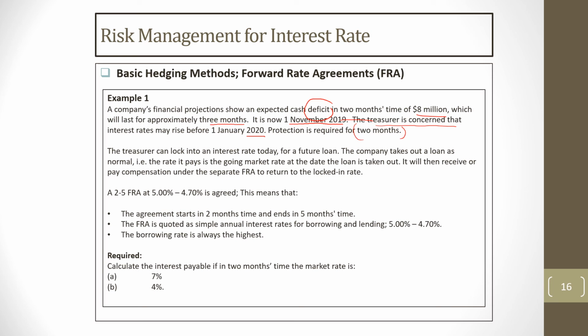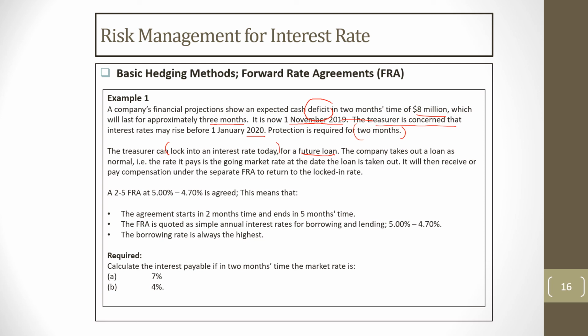And then the treasurer can lock into an interest rate today. Okay, so ini yang kita kata tadi, for the FRA, dia akan lock the interest rate for a future loan. The company takes out a loan as normal. The rate paid is the going market rate at the date the loan is taken out. It will receive or pay compensation under the separate FRA to return to the lock-in rate.